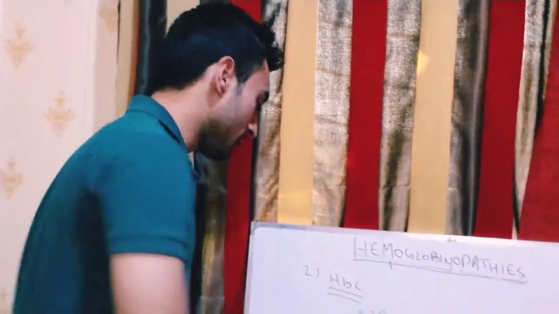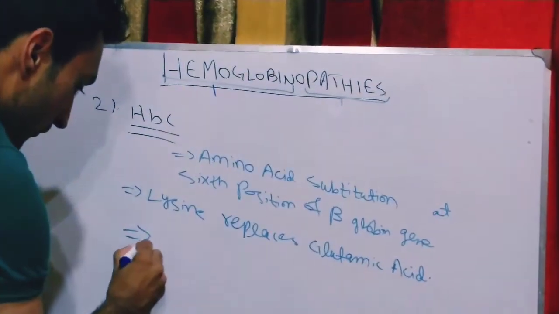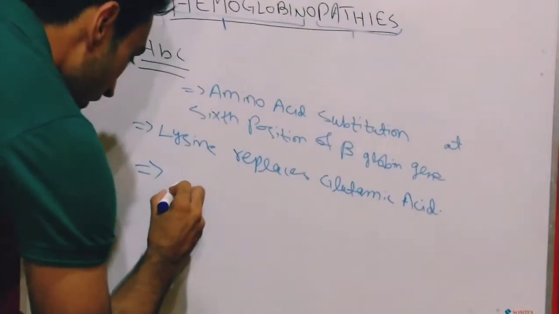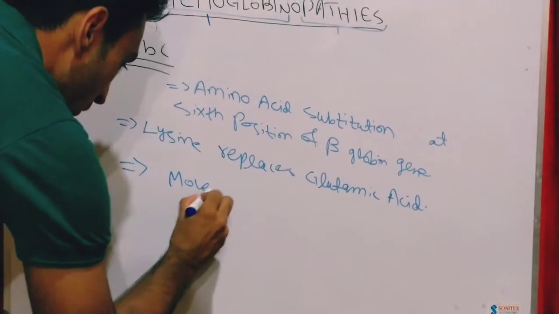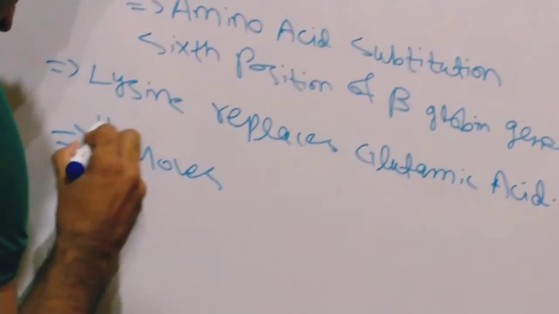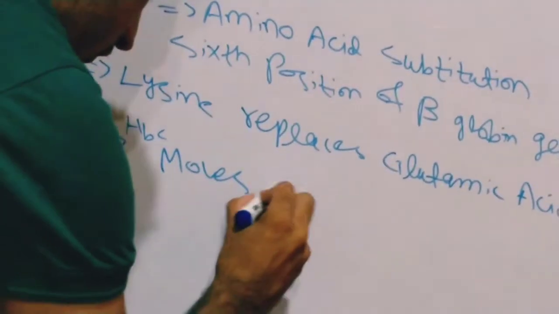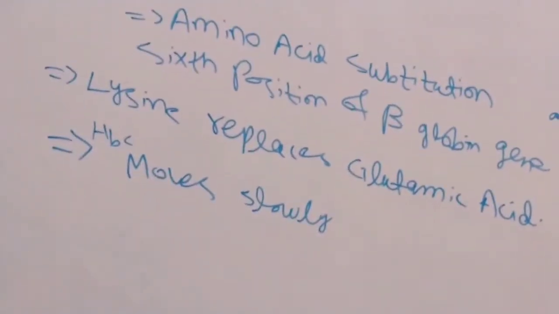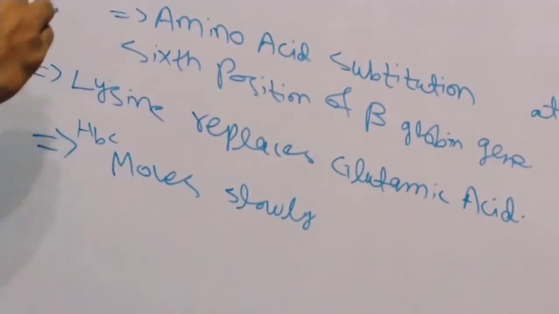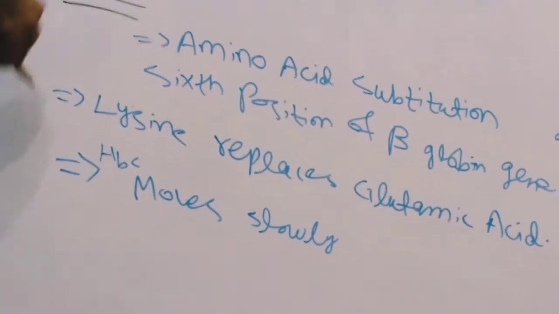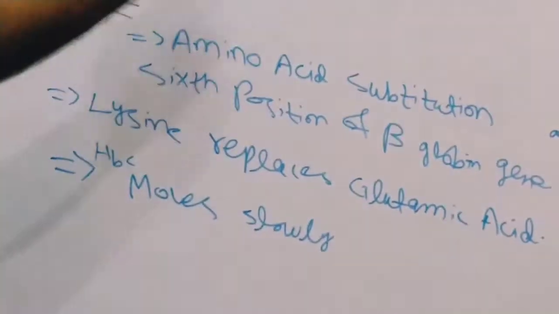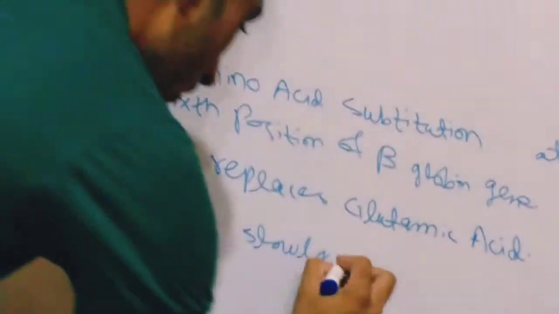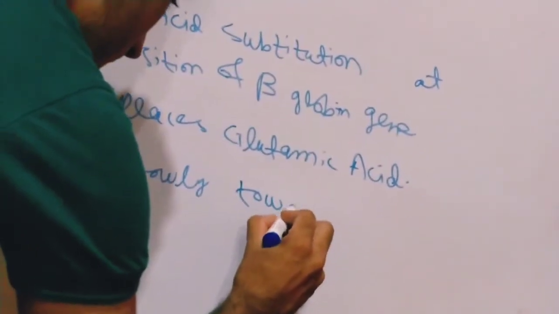Due to this replacement, the HbC becomes less negative and its movement towards the anode becomes slow. So HbC moves slowly towards the anode. We know that the anode is positively charged. So due to the replacement, it becomes less negative, so the movement towards the anode is slowed down.